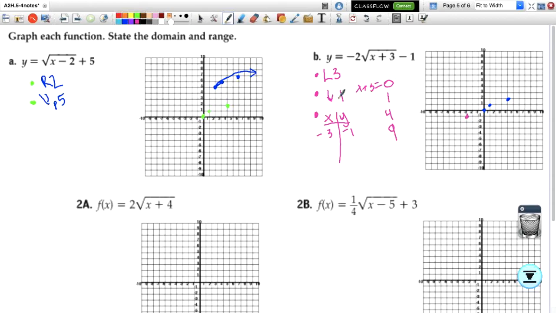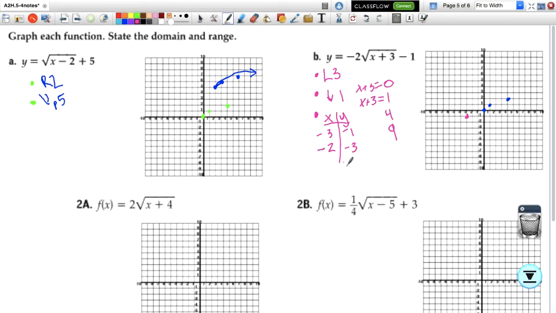Well, now I'm going to do the same thing, and you can do it with mental math, or you can actually write it down. I'm going to take my radicand, x plus 3, and I want that inside to equal 1 because that's my next smallest perfect square. So I'd minus 3 minus 3. That means I'm going to plug in negative 2. So watch what happens. When I plug in negative 2 here, I get negative 2 plus 3, which is 1. The square root of 1 is 1. 1 times negative 2 is negative 2. Go backwards one more, negative 3.